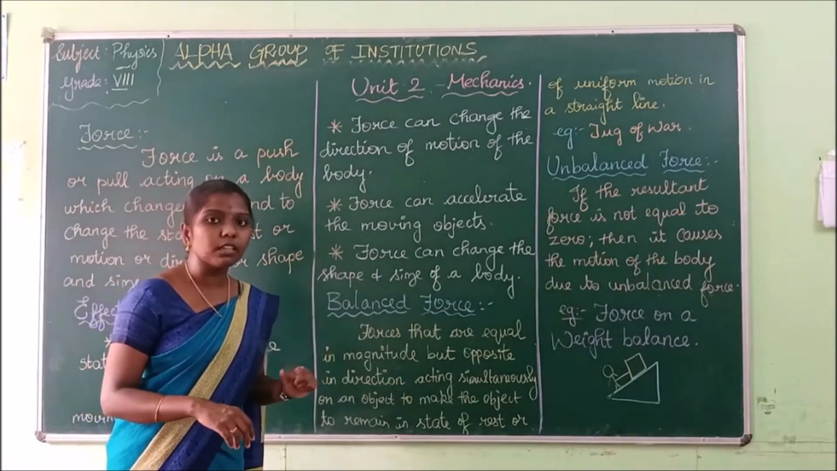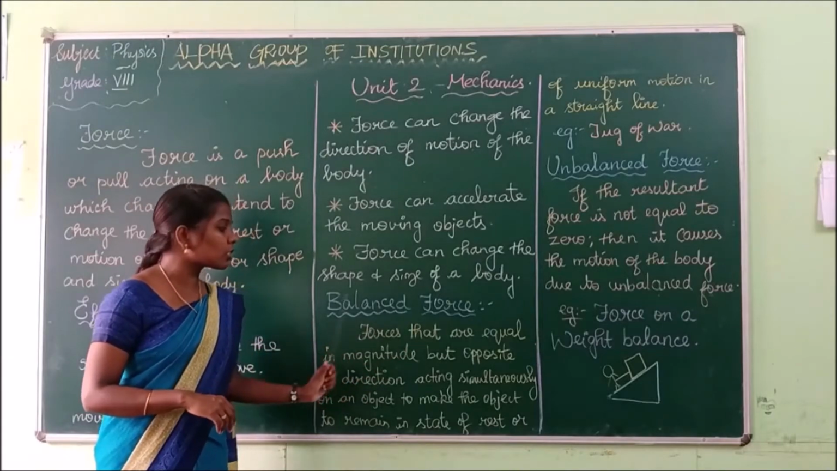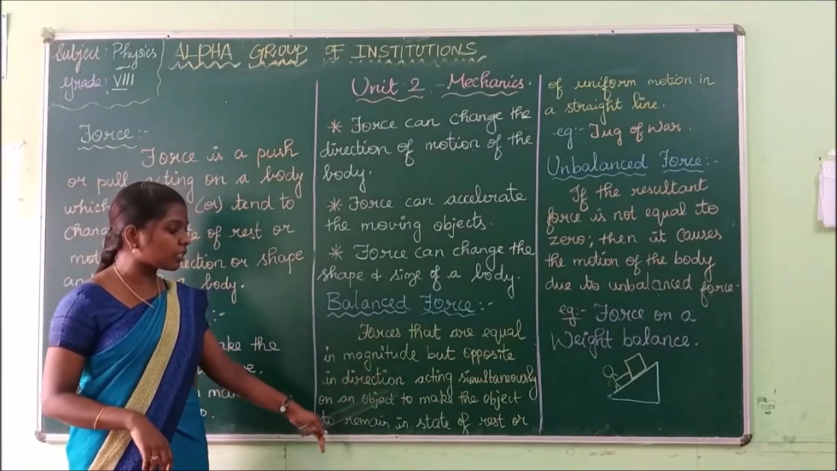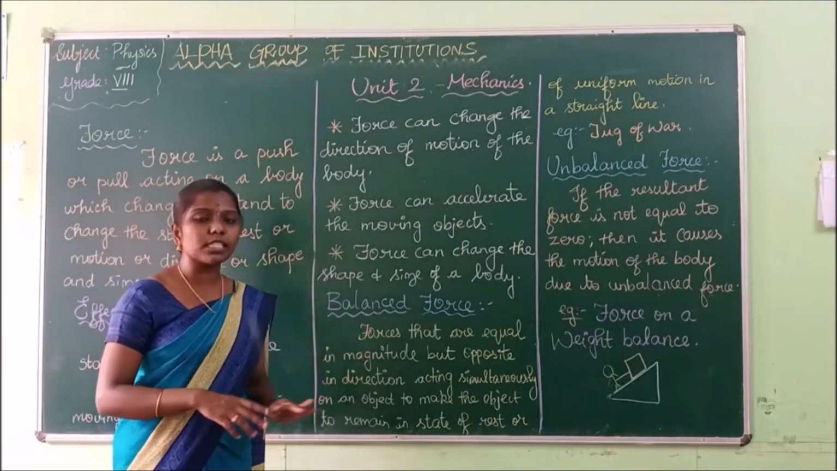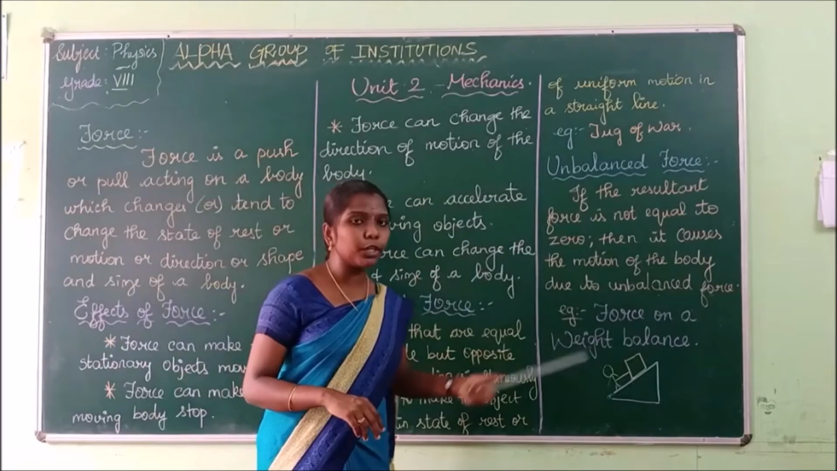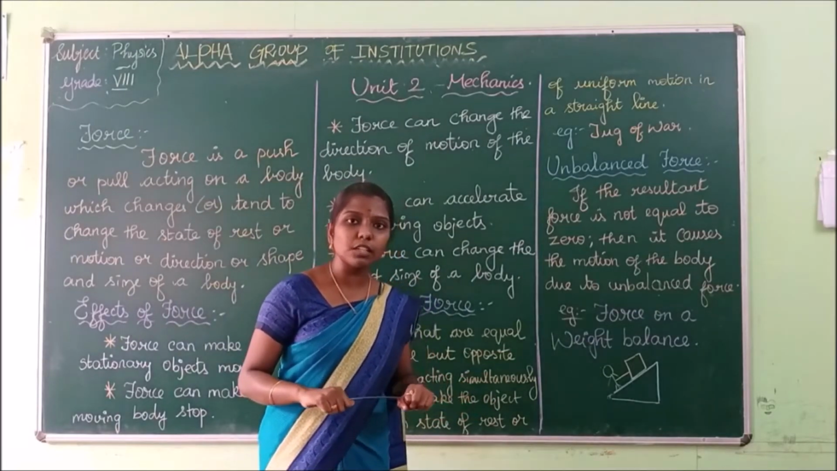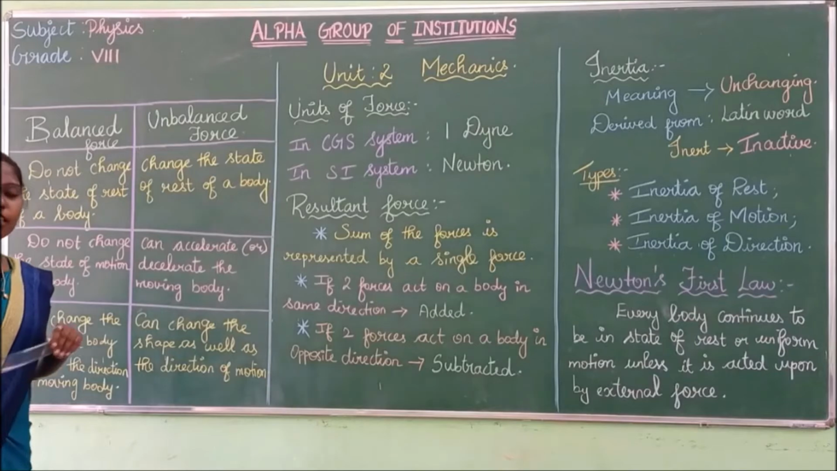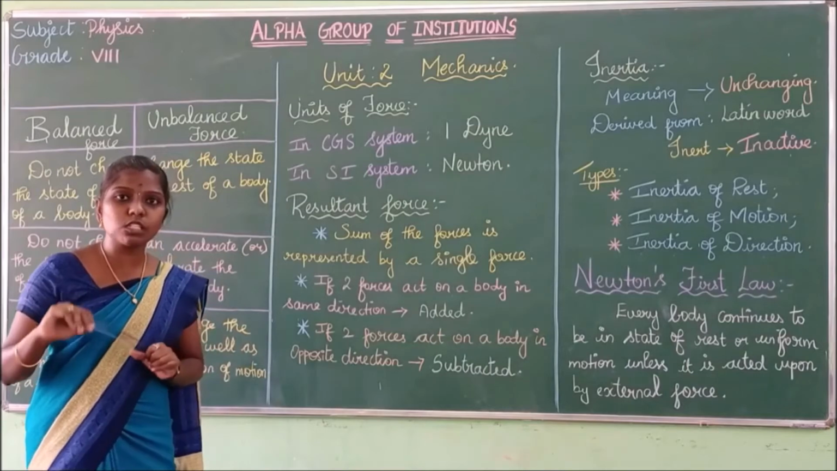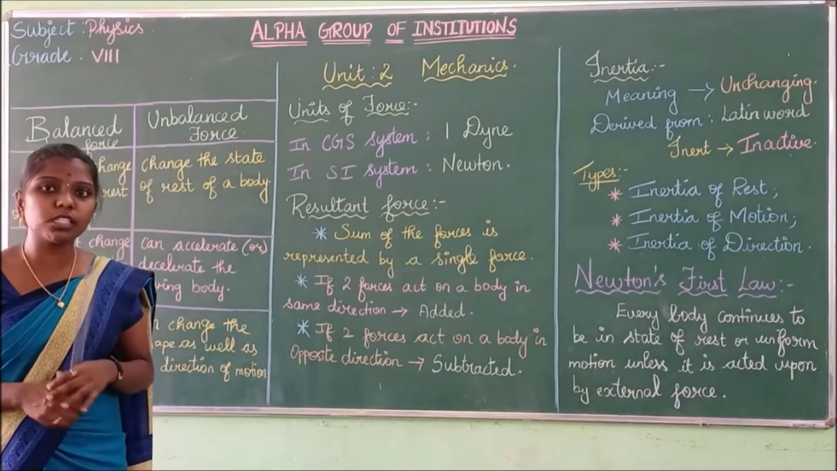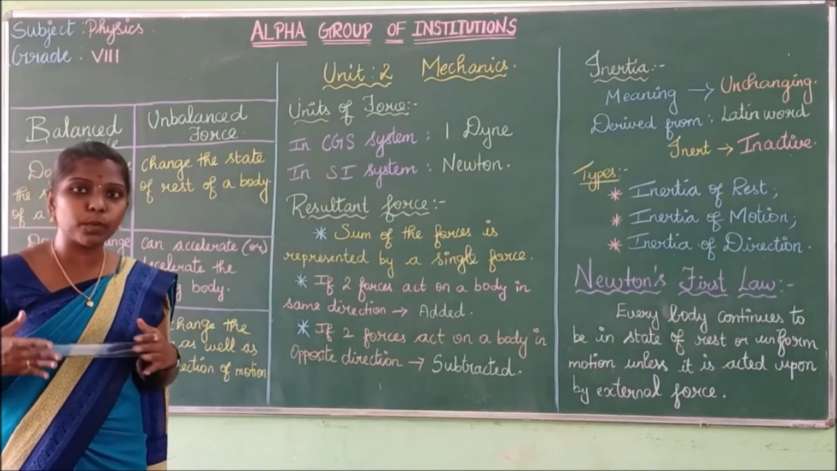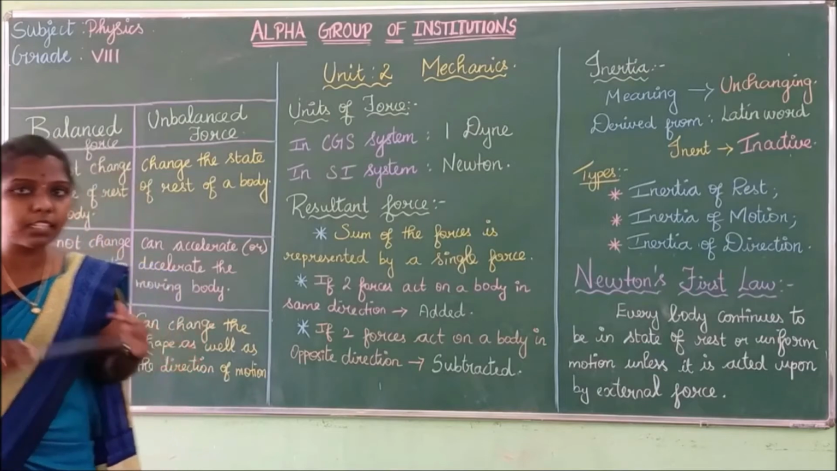Next, balanced force and unbalanced force. Balanced forces are forces equal in magnitude but opposite in direction. If the resultant force is equal to 0, then it is called balanced force. If the resultant force is not equal to 0, then it is called unbalanced force. We have seen what are balanced forces and what are unbalanced forces.